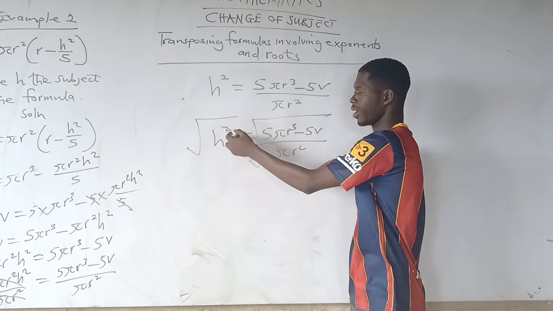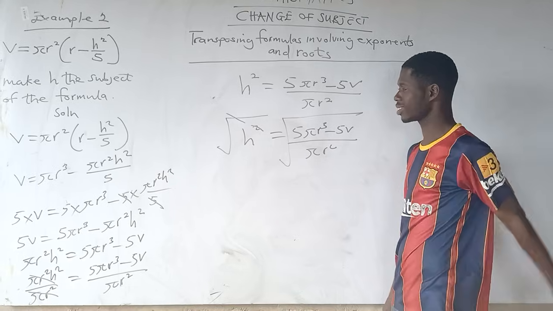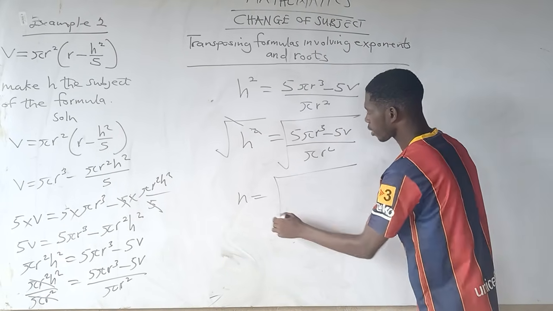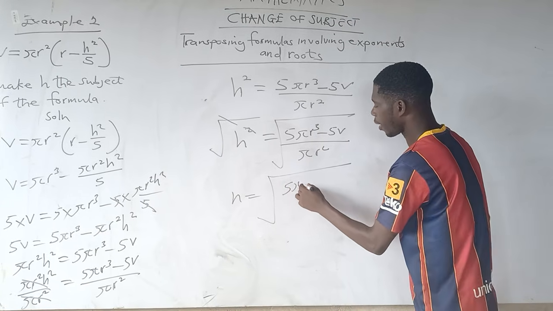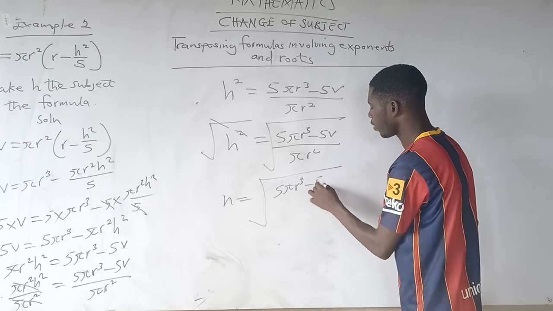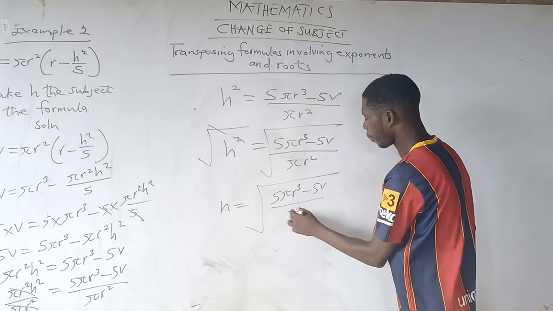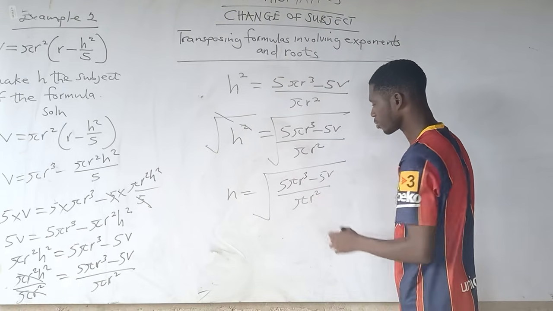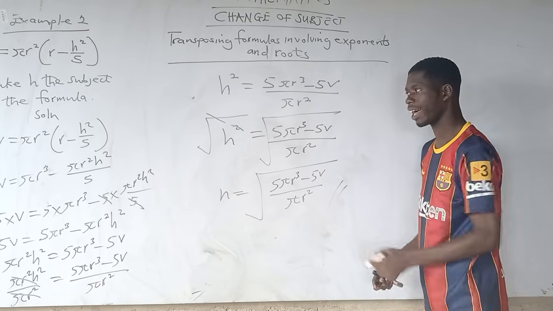So the 2 here will cancel the roots, right? So now we put h is equal to what? 5 pi r to the power 3 minus 5v over pi r squared. That's the final answer.